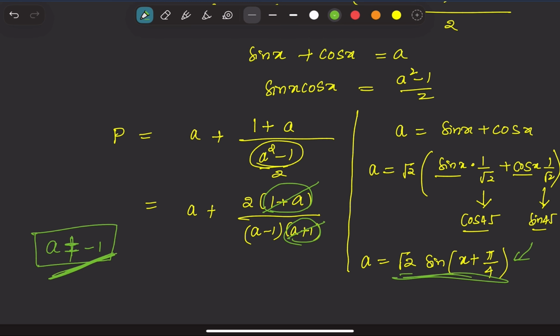Only after you do all of this reasoning, you can cancel out these terms and write P as A plus 2 upon A minus 1. Alright. So P is your A plus 2 by A minus 1. So let us proceed. A plus 2 upon A minus 1, and your A is root 2 times sin of x plus pi by 4. Now you have to find out the minimum value of mod P.